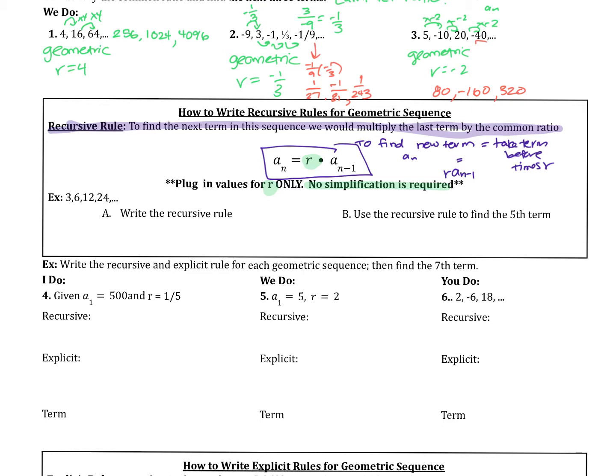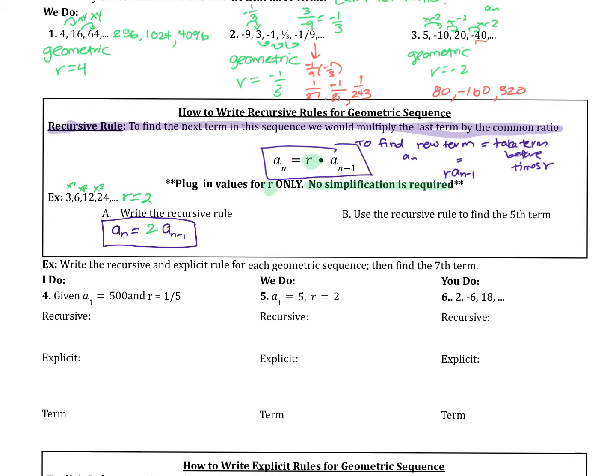To get from 3 to 6, I'm multiplying by 2. To get from 6 to 12, I'm multiplying by 2. From 12 to 24. So in this example, our common ratio is 2. So our recursive rule, a sub n, is going to equal 2 times a sub n minus 1. And that's the whole rule. There's nothing else to do. The only number that's going to be changing is that 2, that common ratio.